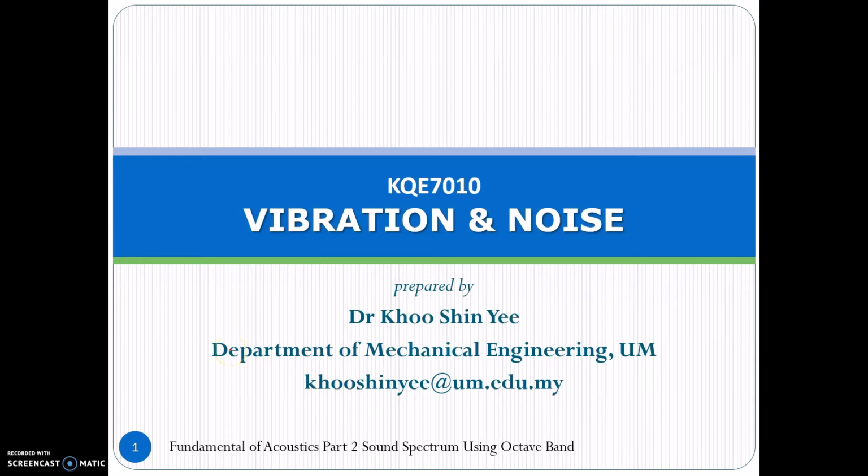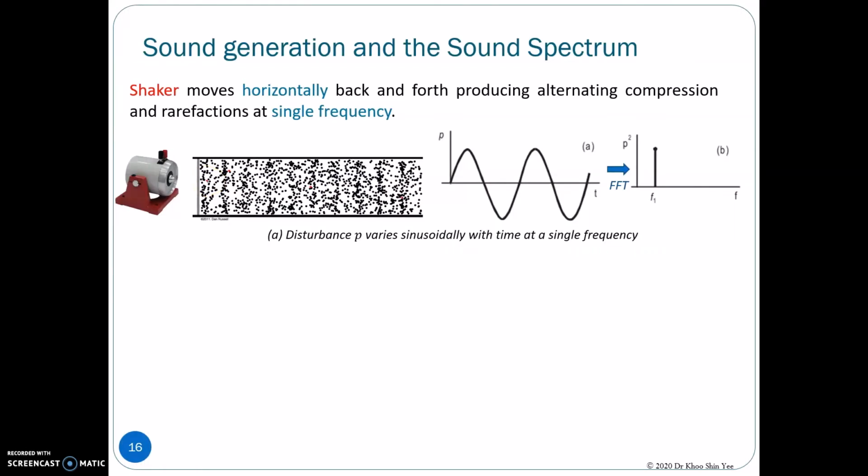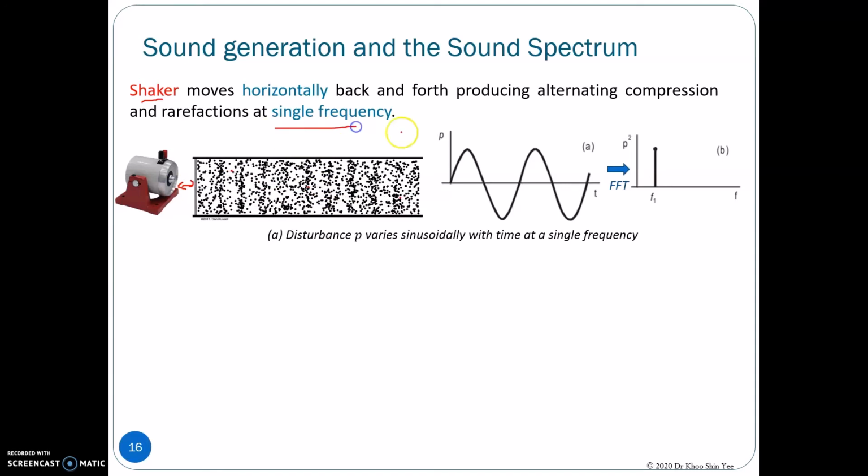Hi, in this video, we will discuss how to find the sound spectrum using the octave band. In this example, we have a shaker moving horizontally back and forth in order to produce alternating compression as well as rarefaction at a single frequency.